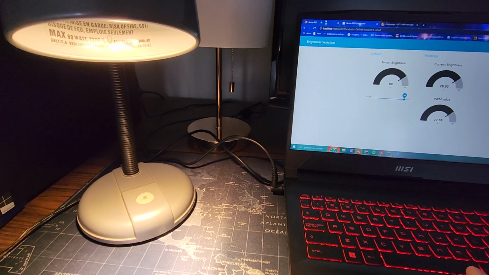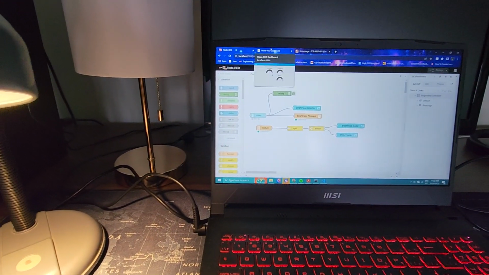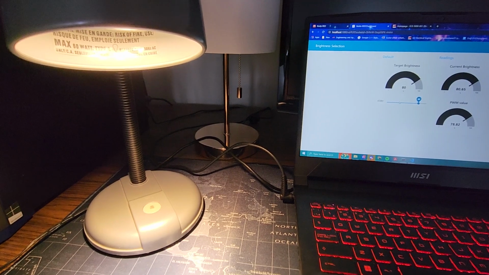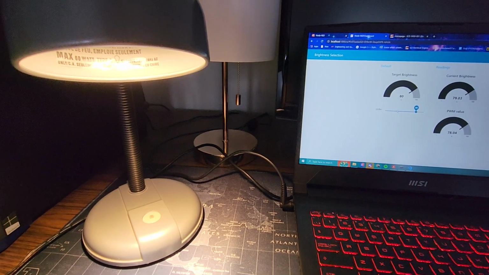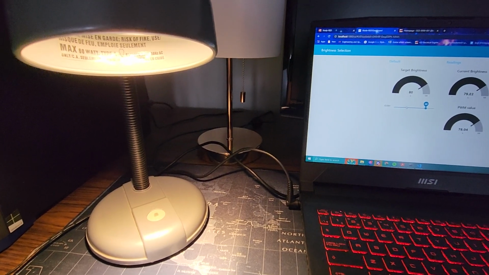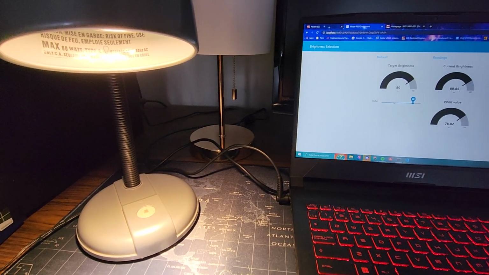Lastly, the data is sent to and from Node-RED to control the target brightness and send that target brightness value to the Arduino, and send the Arduino's value of what the current brightness is back to Node-RED to display. That is all.